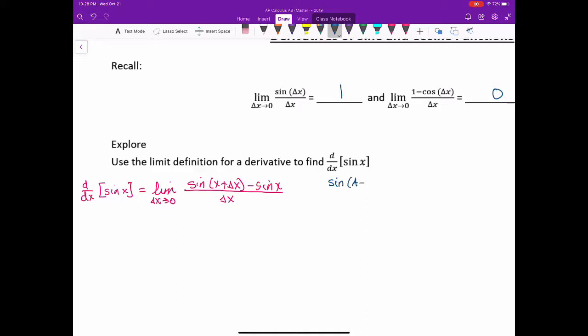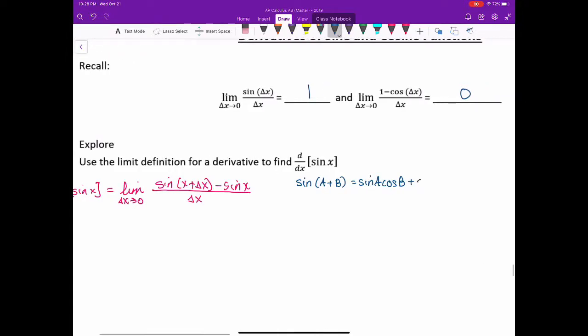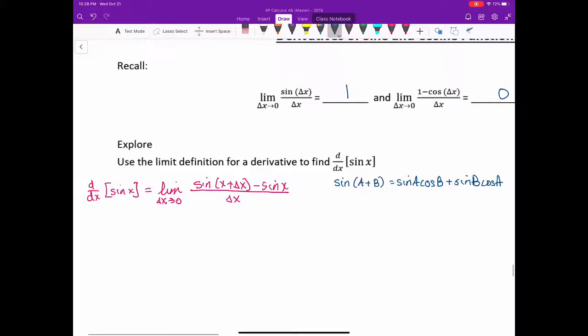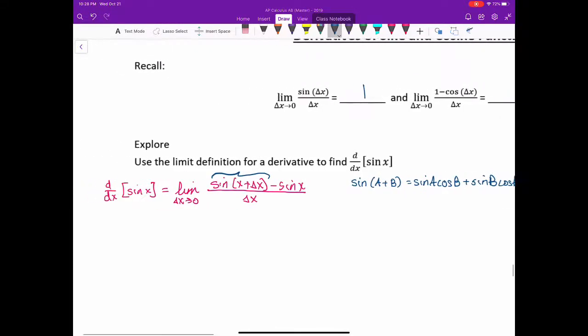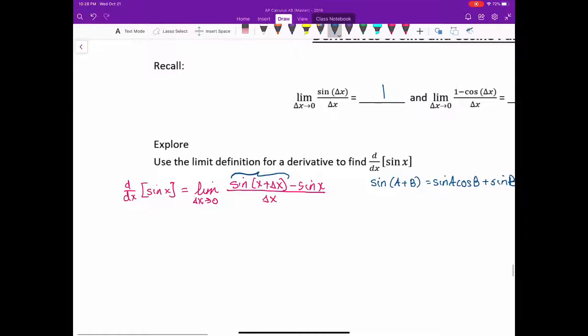Remember, sine of a plus b is sine of a cosine of b plus sine of b cosine of a, like that. So that's what we're going to apply to this piece right there. So we are going to write the limit as delta x approaches 0, and then expand that entire thing.